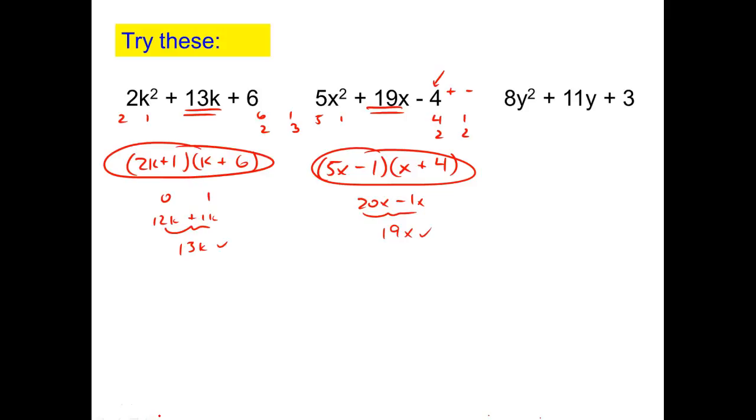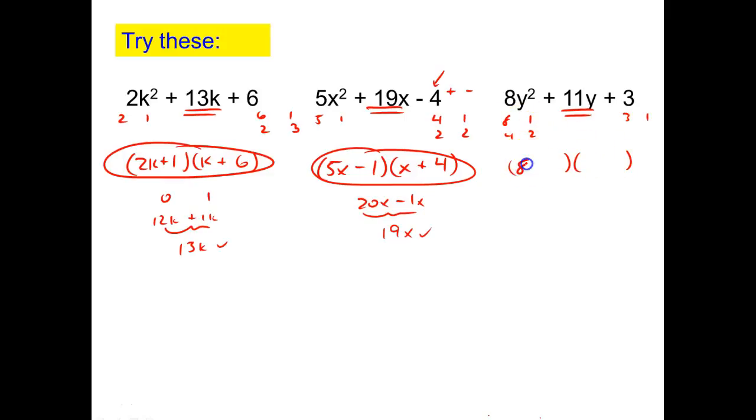Here's another. Here I don't have a prime number in the front. That could be 8y and y, or it could be 4y and 2y. In the back I do have a prime number, so it's 3 and 1. So everything's positive, so I'm not doing any subtracting. I want to get to 11 in the middle, so let's figure out which combinations will get me close to 11.